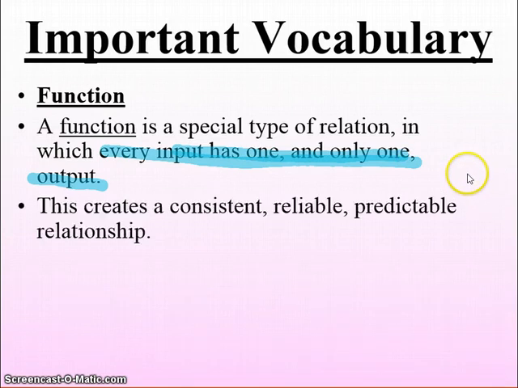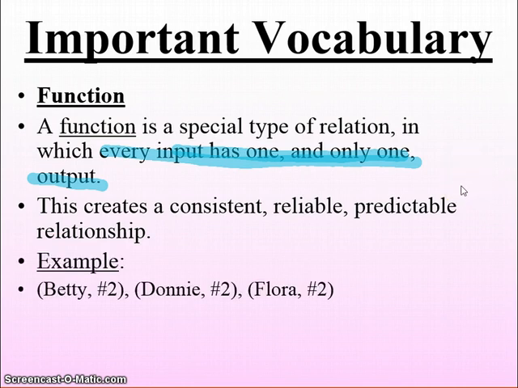When this happens, it creates a consistent, reliable, predictable relationship. So for example, when I said Betty, you knew exactly what number she had because she only had one. And when I said Donnie, you knew exactly what number he had because he only had one.